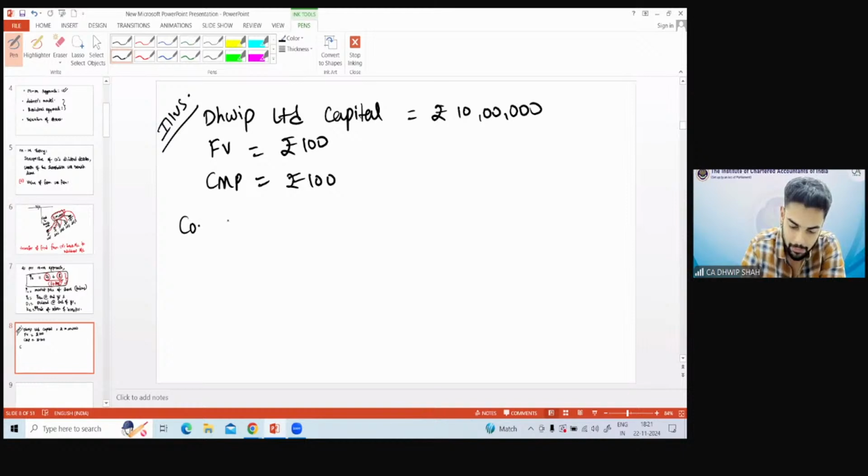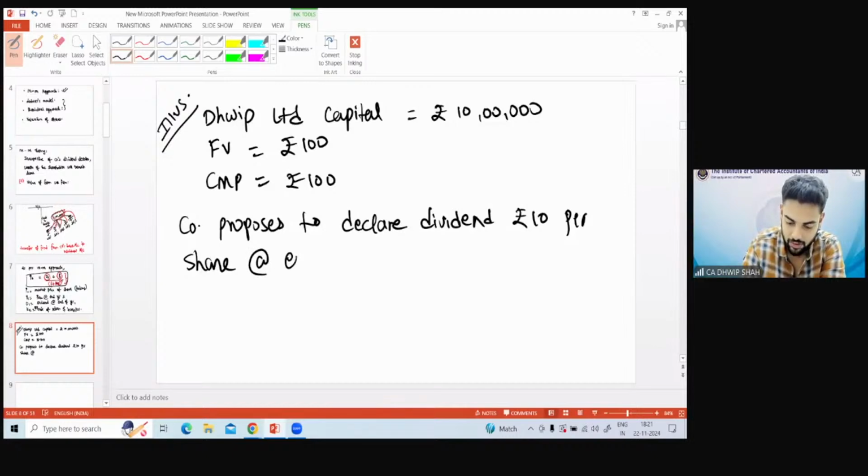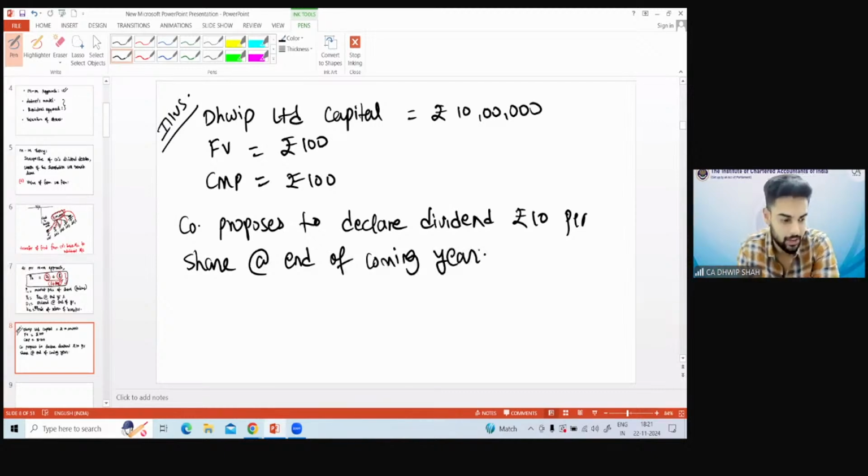Now, company proposes to declare dividend of rupees 10 per share at the end of coming year. The capitalization rate or KE is, let's say, 12%.